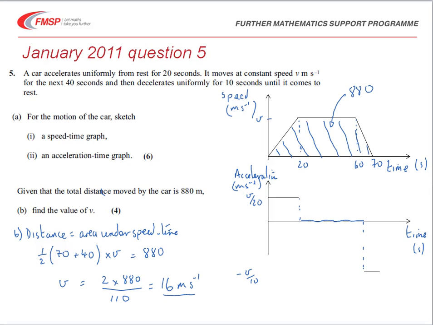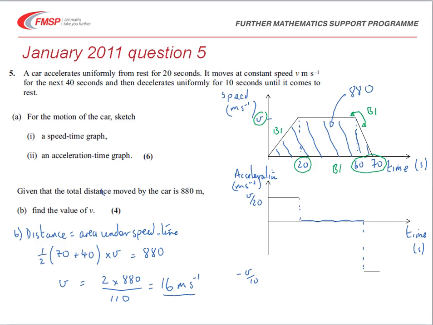Right, now looking at how the marks were awarded in that question, there were 6 marks for the graphs, in fact 3 marks for each of the graphs. In the speed time graph there was a mark of B1. There's no method for that, therefore it's just a mark which is given if it's a correct answer. A B1 for the first part of the motion, and then if both the second and third parts are right, then a second B1 was scored. And finally, if the axes were numbered, then a third B1 was given for the numbers on the axes. That would be the v here and the times of 20, 60 and 70.